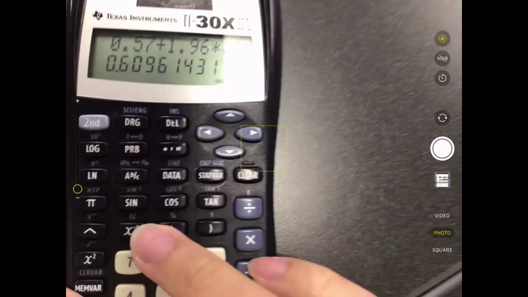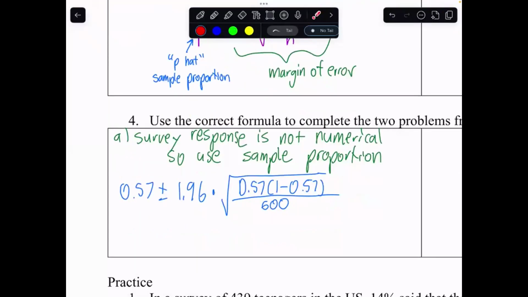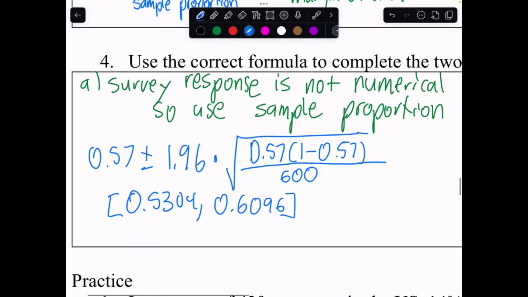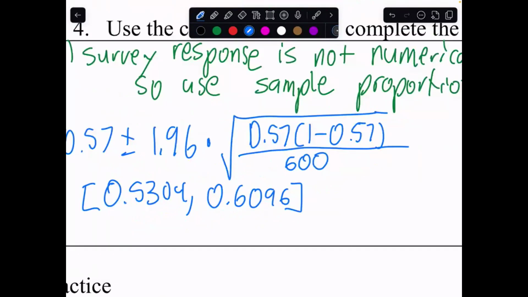I'll just go to 4 decimal places for now. So I get 0.5304, comma, 0.6096. But we could also convert this to percent form because that's usually a little bit easier to understand. Moving the decimal point twice, 53.04%, and then 60.96%.